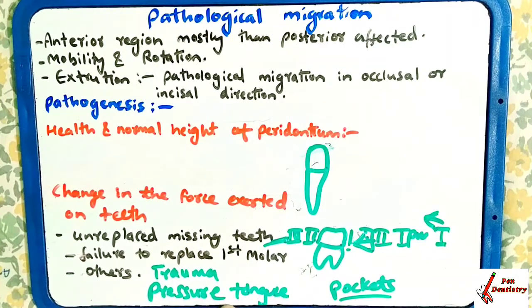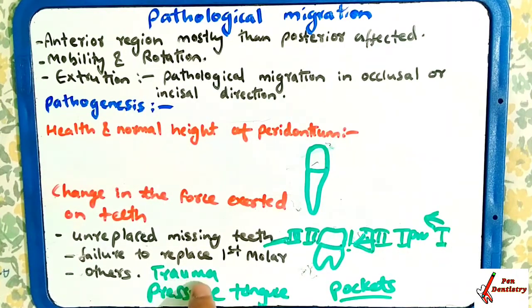Here, tongue pressure was there, and the trauma of occlusion. I have given the trauma of occlusion in my previous video; you can go and watch that. Failure to replace the first molar and unreplaceable missing teeth. This is pathological migration. It may be created by pathology, or there is a chance that even when pathology is not present, migration of the tooth might occur. So these were the pathological migration.